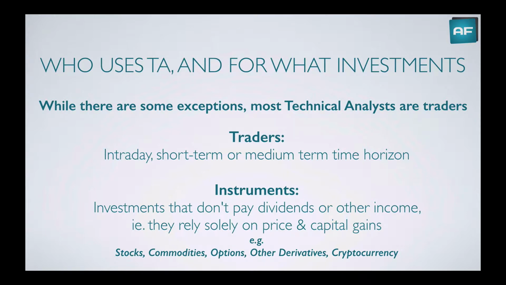And TA is particularly used for investments that don't pay dividends or other income. In other words, investments that rely solely on price and capital gains. So things like some stocks, commodities, options, other derivatives, and of course cryptocurrency. When these investments don't pay dividends or income, the only way you can profit is from buying low and selling high, or selling high and buying low. And that's why picking a bottom or picking a top is very useful.